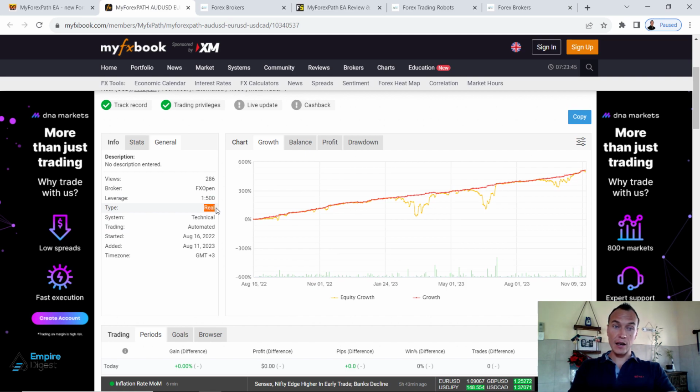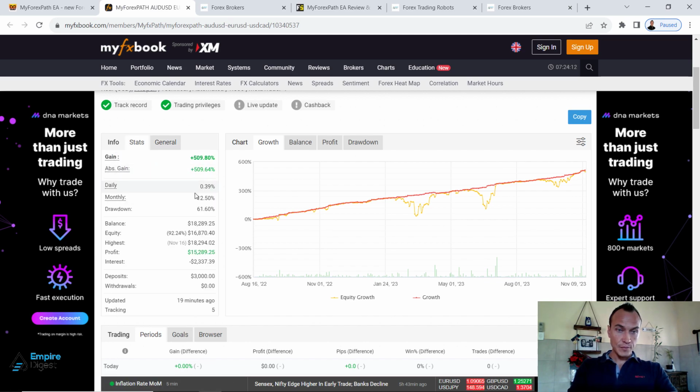Next, it's a real account, meaning they are putting their money where their mouth is. They're physically trading live money. If it was a demo account, not a problem. It's still live charts, still live data. It's just a demo account. They're not using their own money. Okay. The leverage, as you can see, is 1 to 500. So if you want to open an account, you must keep in mind that to trade with this specific robot, you will need a leverage of about 1 to 500.